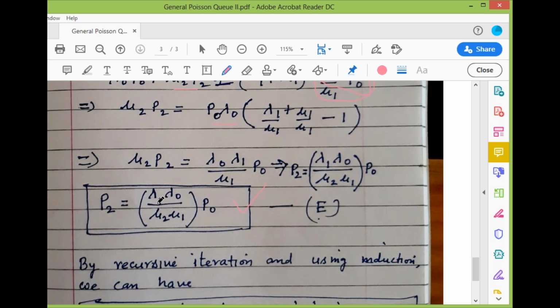P2 is equal to lambda1 into lambda0 over mu2 and mu1 times p0. You just look at this, it is also very interesting. This 2 is here, this 2 is here. Then in the numerator, we start with lambda1 and come to the lowest one, which is lambda0. And 2 is here, and mu1 is here. This is the lowest value. This mu2 is here, the highest value.